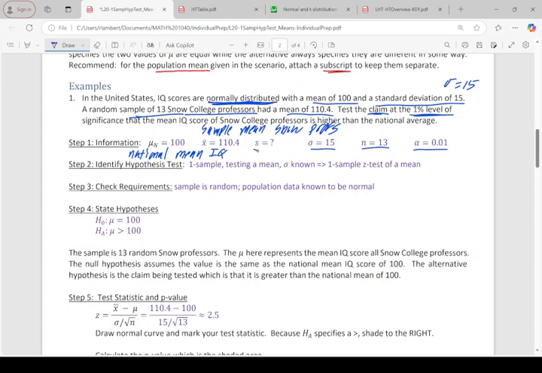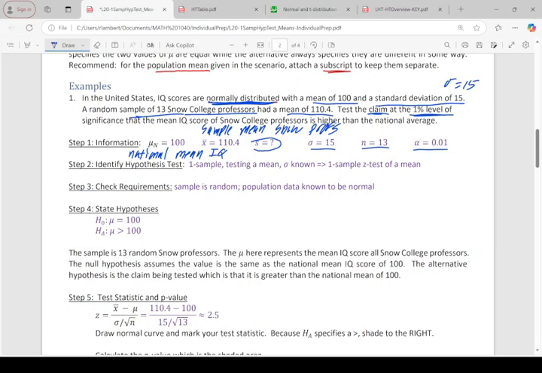And if you read the problem carefully, it never mentioned what the standard deviation of the 13 Snell College professors was. If you read this sentence right here, it just says the sample mean. It doesn't say about the sample standard deviation.